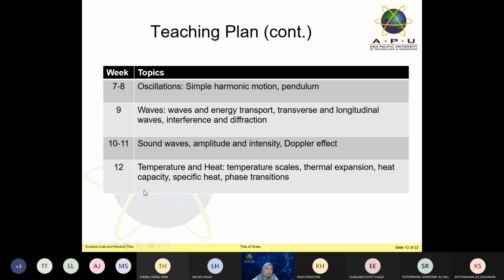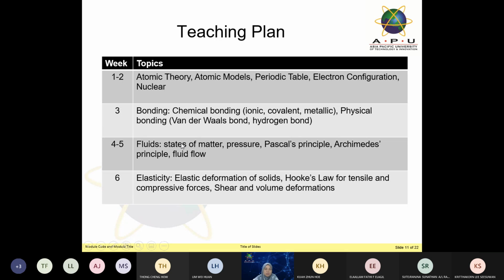And then week 12, we will see temperature and heat, temperature scales, thermal expansion, heat capacity, specific heat, and phase transition. So the last chapter is temperature and heat. That is all the chapters which cover this subject. Any question? Not yet. Okay. So if not yet, then we will go to our lecture 1.